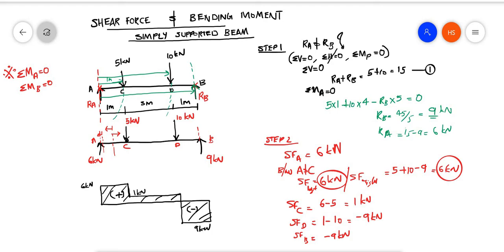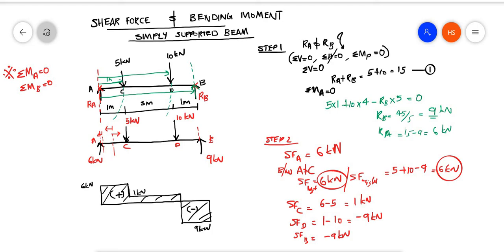First, I have found out the reactions RA and RB. Then from this end you just start. Then 6 kilonewton is there. Then it goes up to here, it is 1. Then here in the CD region it is 1 only. Then again, likewise, we can find out the shear force that is acting at the various points in a simply supported beam.